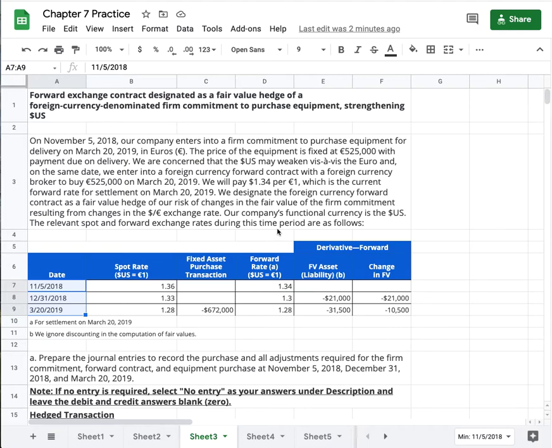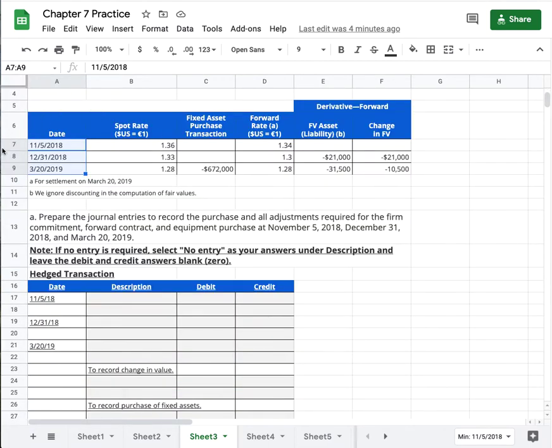We designate the foreign currency forward contract as a fair value hedge of our risk of changes in the fair value of the firm commitment, resulting from changes in the dollar to euro exchange rate. Our company's functional currency is the US dollar. The relevant spot and forward exchange rates during this time period are as follows. Now in this table, we have our spot rate, fixed asset purchase transaction, the forward rate, the fair value asset, and the change in fair value.